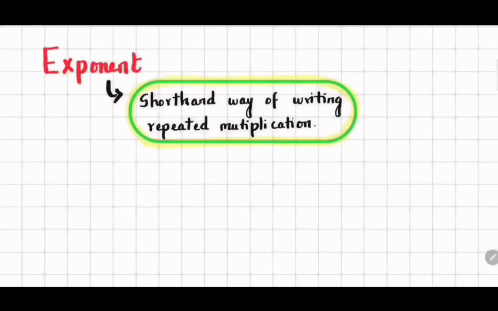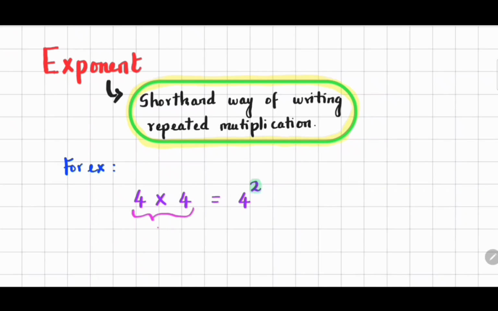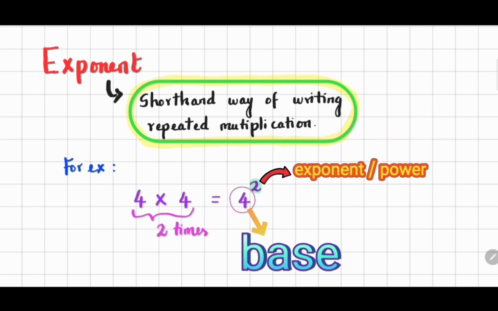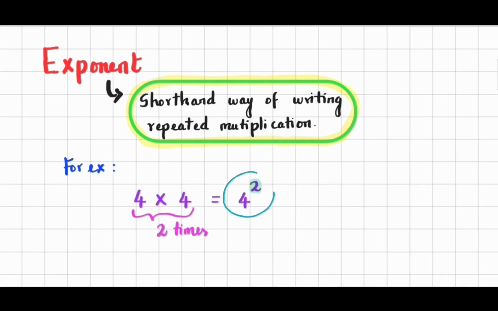In that row, exponent is the shortened way of writing repeated multiplication. For example, we can write 4 times 4 like this. This 2 on the 4 says to use 4 twice in a multiplication. And 2 is called the exponent or power, 4 is called the base. In words, 4 to the power 2, or 4 to the second power, or simply 4 squared.